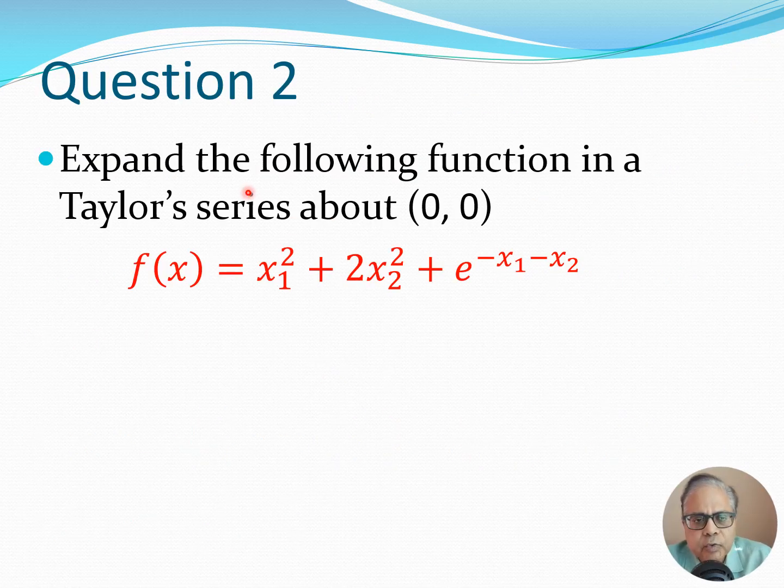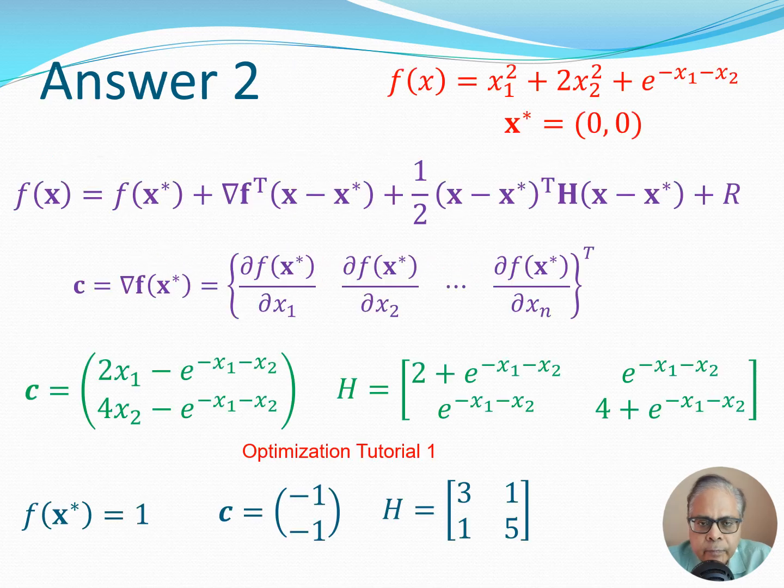Now let's come to question 2, which is: expand the following function in a Taylor series about the point (0, 0). So here we have a two-dimensional function. f of x is x1 squared plus 2 x2 squared plus e to the power minus x1 minus x2. In many cases I'm just going to leave this x in this form. I'm not going to make it bold, but you understand of course that x here is a vector. In this case it consists of x1 and x2.